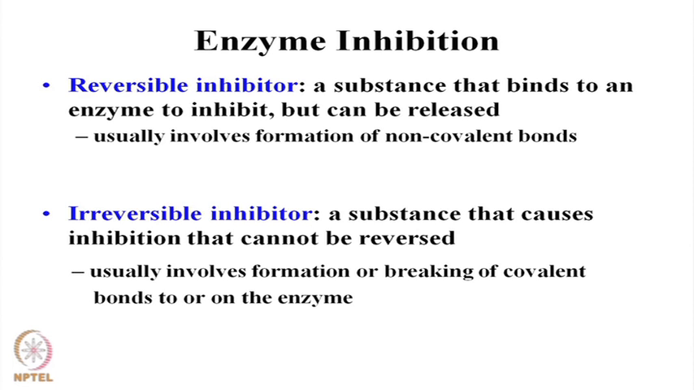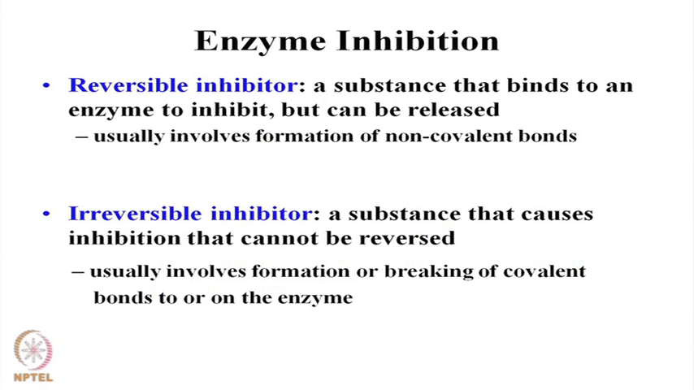Next, types of inhibition. When we talk about inhibition, that means we need an inhibitor. A reversible inhibitor is a substance that binds to an enzyme to inhibit the reaction, but can be released in a reversible fashion. It usually involves the formation of non-covalent bonds, maybe van der Waals interaction, hydrophobic interaction, or electrostatic interaction. These are the three non-covalent modes of interaction by which this inhibitor can bind with the enzyme.